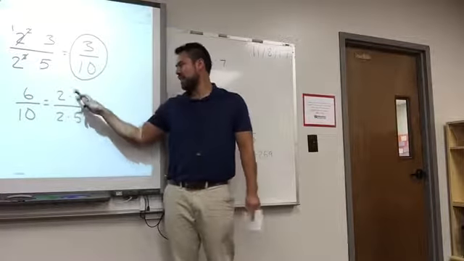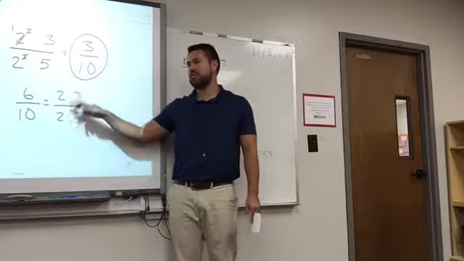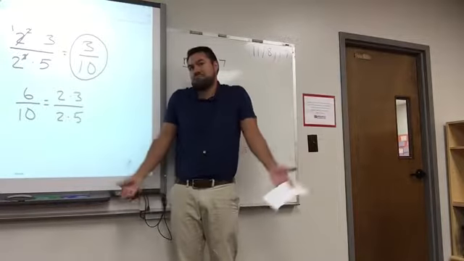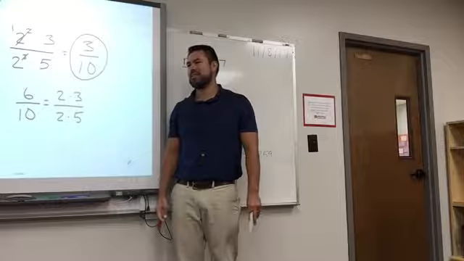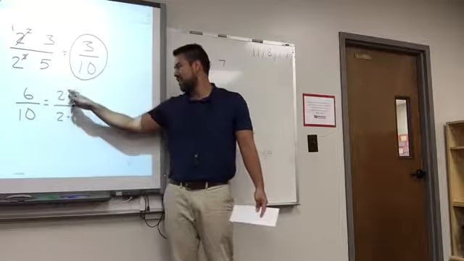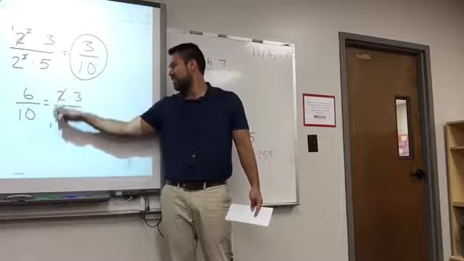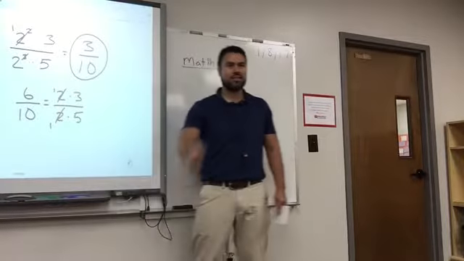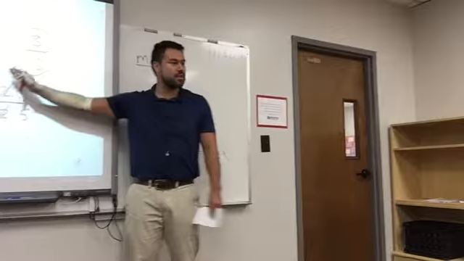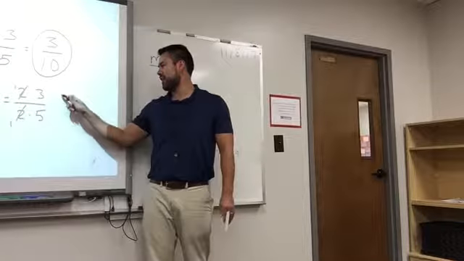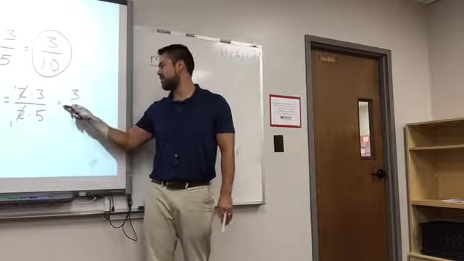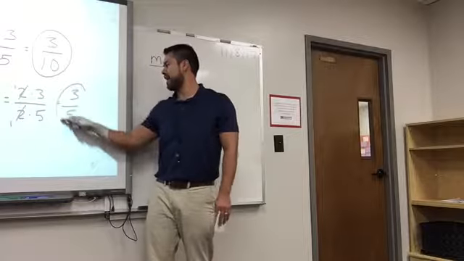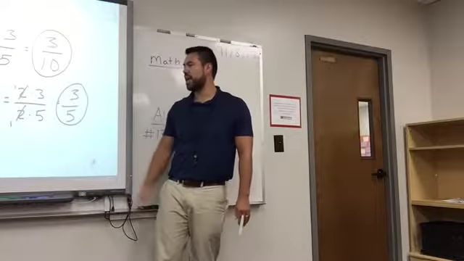Anyway, is there a common factor here? What's common? 2. They both have a 2. So what's 2 over 2 also known as? 1. So doesn't it just cancel itself out? Okay, what's 1 times 3? And 1 times 5? That is your simplest terms. You see how easy?